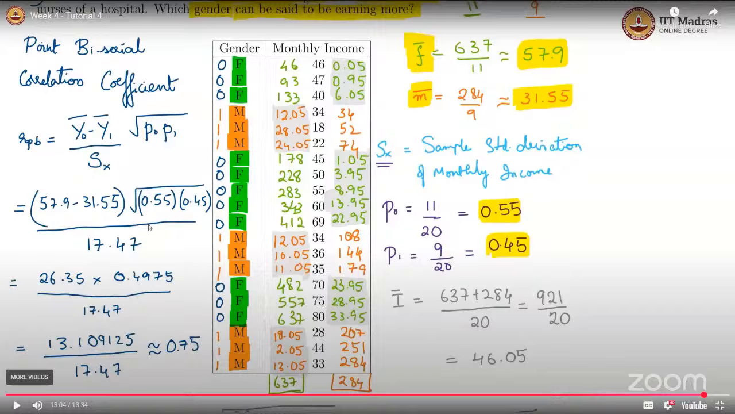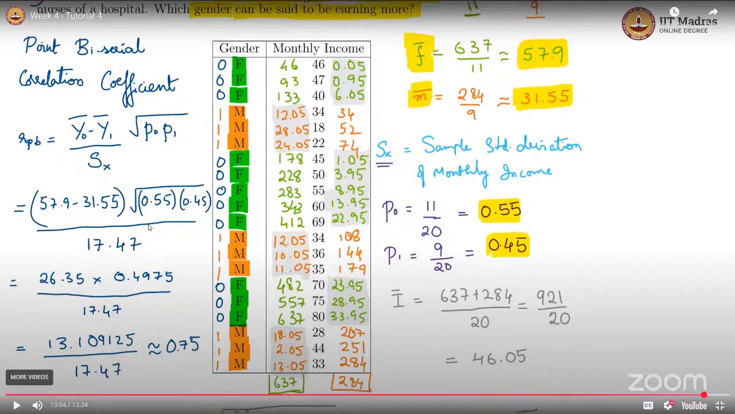What is the use of the point biserial coefficient? Point biserial confirms the correlation between the two data: how the categorical variable, that is gender, is related with the monthly income. That is the point of the point biserial correlation coefficient. We need a confirm proof, just like Parth said, whether the monthly income is somehow related to the gender. Okay.